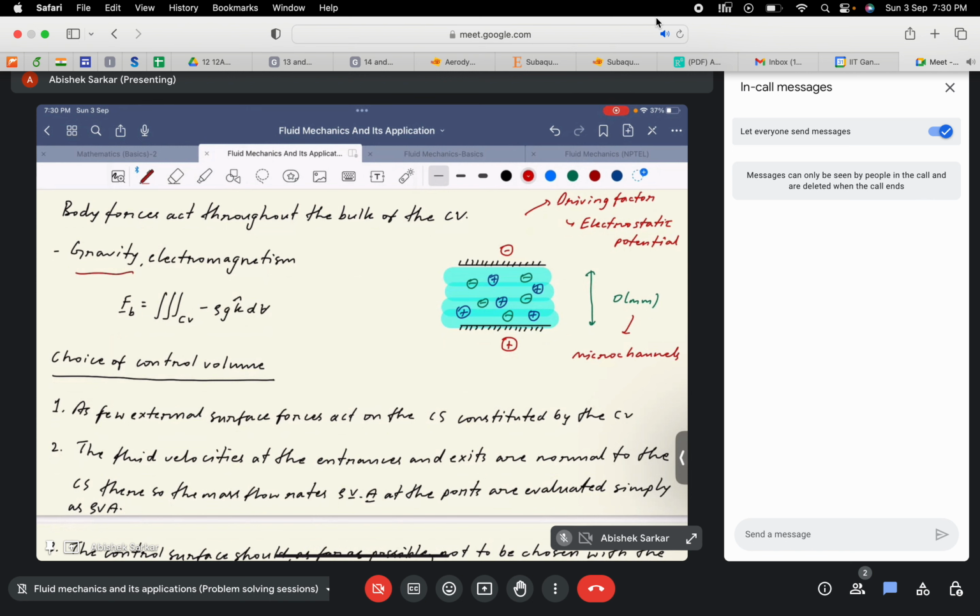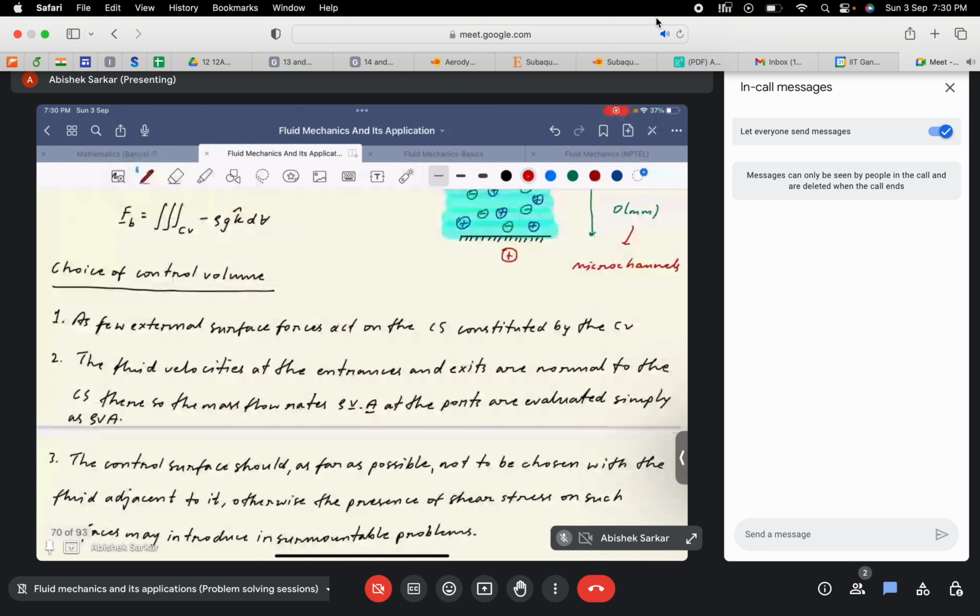in various examples, say in the case of blood flow or electrophoresis. In this kind of application, if you know the functioning of such microchannels, this comes quite handy. But for day-to-day purposes, say flow through pipes or channels, these electromagnetic forces do not come into picture, right? So the major body force that comes into picture is the force due to gravity. That's why for most of our cases, we will consider gravity as our body force.